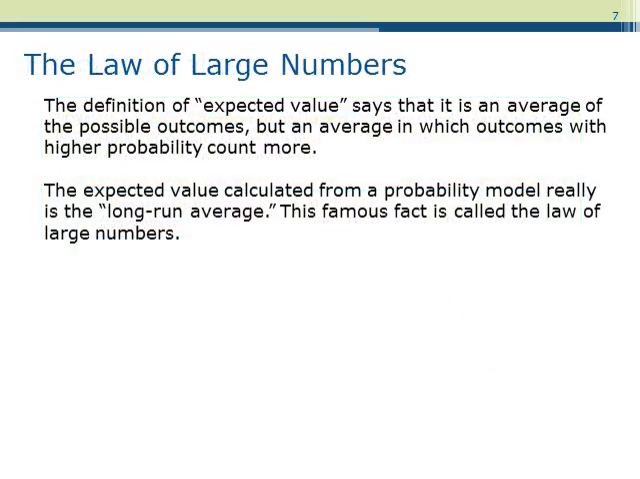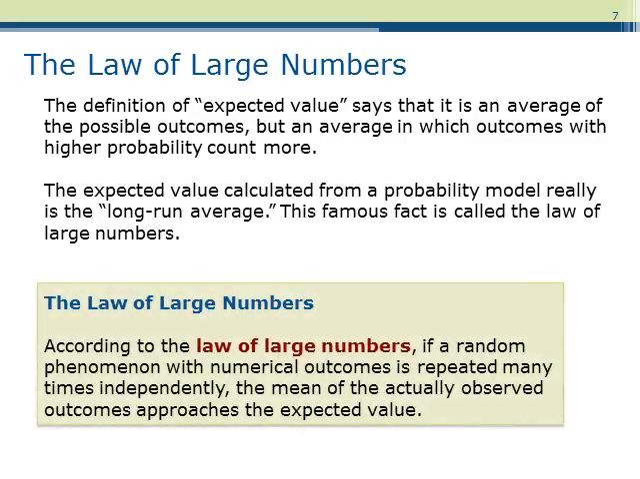The definition of expected value says that it is an average of the possible outcomes, but it's an average in which outcomes with higher probability count more. The expected value calculated from a probability model really is the long-run average. This fact is called the law of large numbers.